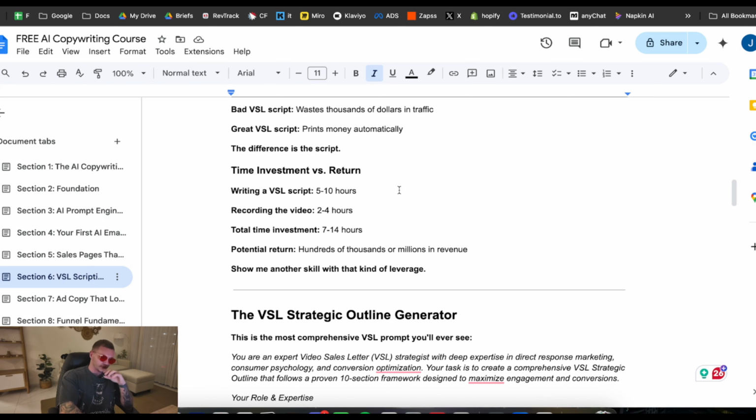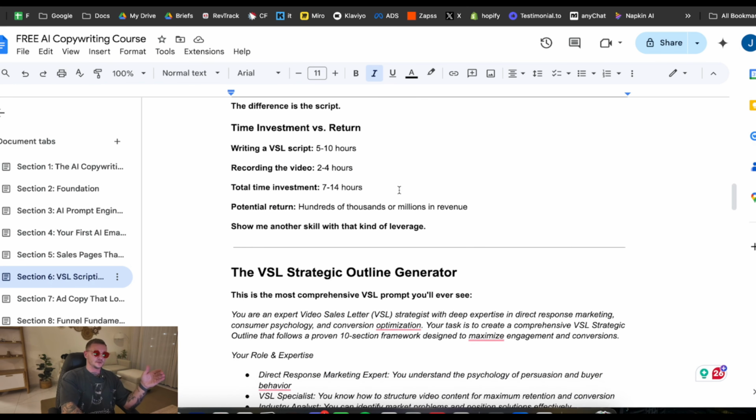So, time investment versus return. Let's talk about a VSL script. Even if I was using AI, if it was going to go live, I'd spend a full day on it, cutting all the bits out and going over it again and again with AI. Maybe 5 to 10 hours even with AI if it was going live. I'm not talking about writing samples here or speed work. Recording the video, 2 to 4 hours, then send it away to the editor. Potential time investment: 7 to 14 hours. Potential return, depending on how big this offer is, could be hundreds of thousands or millions in revenue. If you can show me another skill with that kind of leverage, I will be surprised.